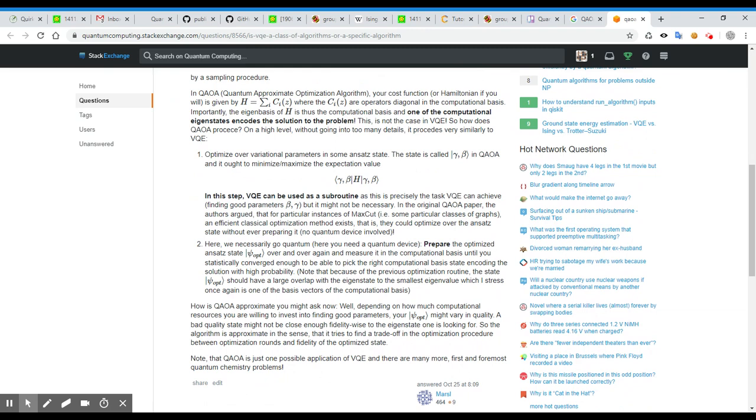Prepare the optimized ansatz state over and over again and measure it in the computational basis until you statistically converged enough to be able to pick the right computational basis state encoding the solution with high probability. Note that because of the previous optimization routine, the state should have a large overlap with the eigenstate to the smallest eigenvalue, which I stress once again is one of the basis vectors of the computational basis.